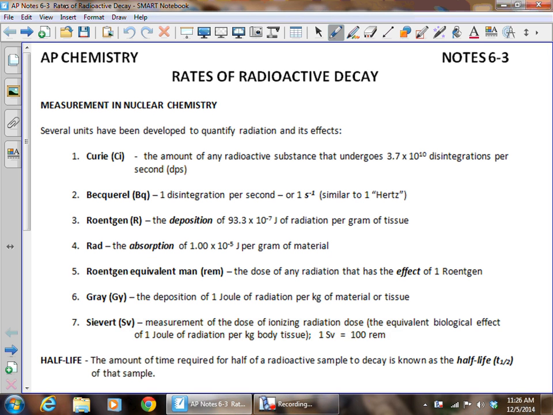Today I want to talk about rates of radioactive decay and how we can calculate how much of a radioactive sample is left after a certain amount of time has passed.